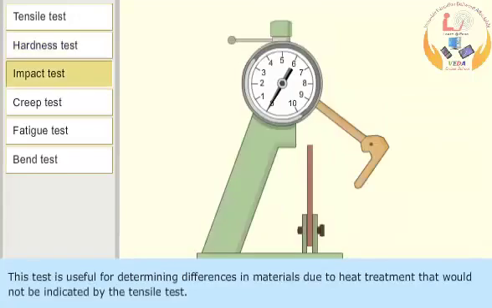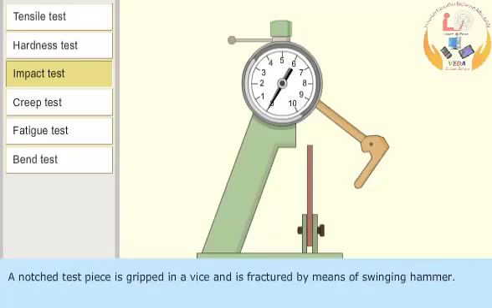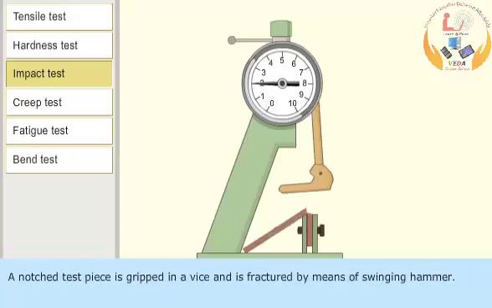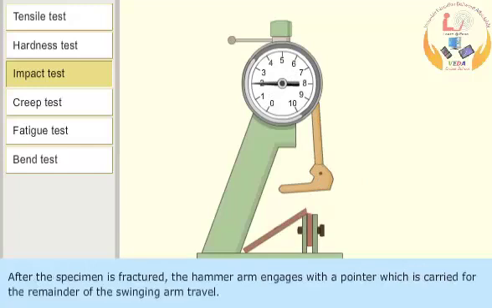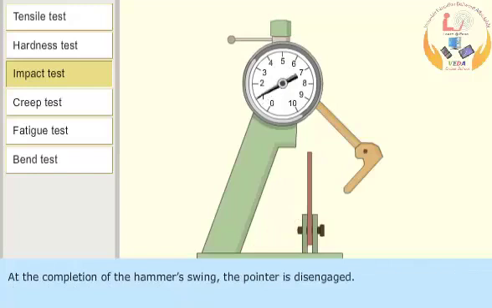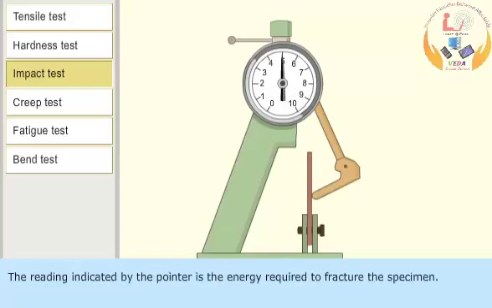This test is useful for determining differences in materials due to heat treatment that would not be indicated by the tensile test. A notched test piece is gripped in a vise and is fractured by means of a swinging hammer. After the specimen is fractured, the hammer arm engages with the pointer, which is carried for the remainder of the swinging arm travel. At the completion of the hammer swing, the pointer is disengaged. The reading indicated by the pointer is the energy required to fracture the specimen.